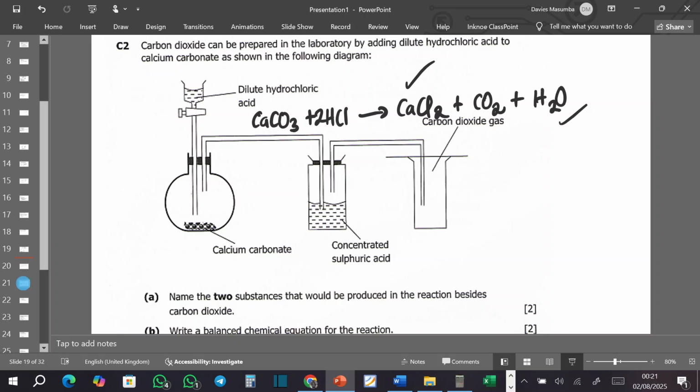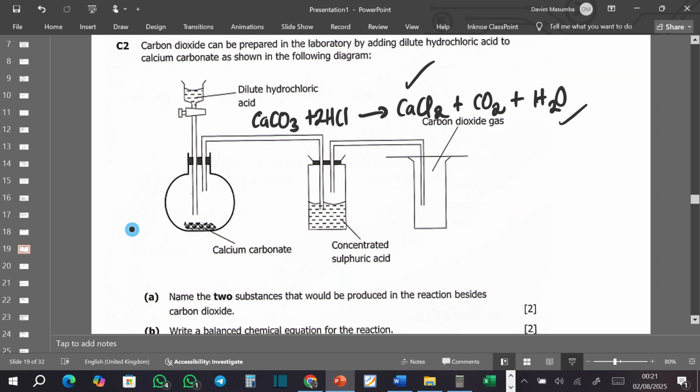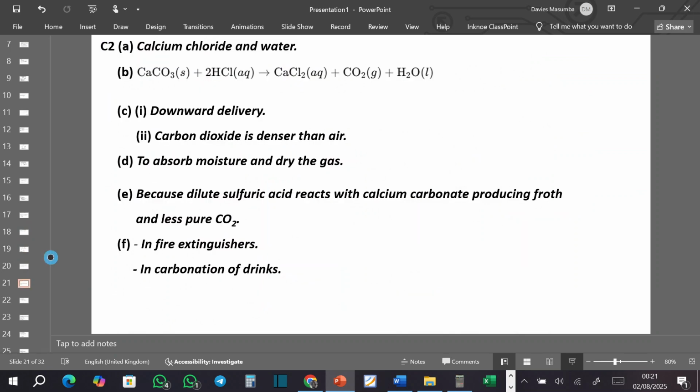Okay. Then we come to the other question. Give the property of carbon dioxide that makes it possible to be collected by the method named in C1. What makes it possible for it to be collected by this? It is denser than air. The same carbon dioxide is denser than air.